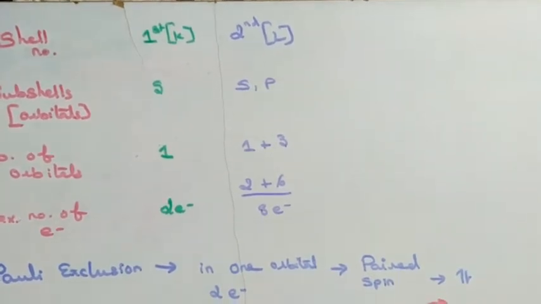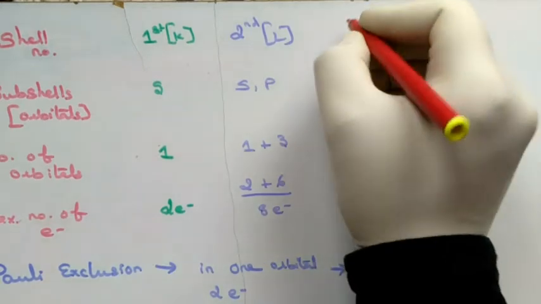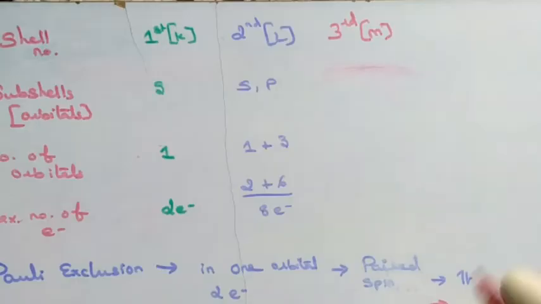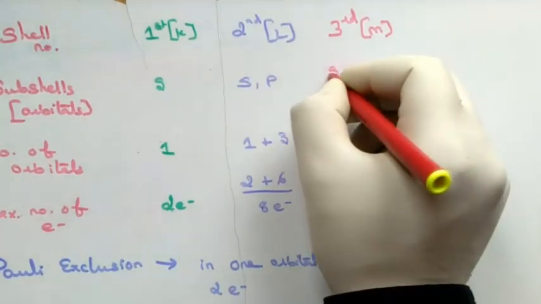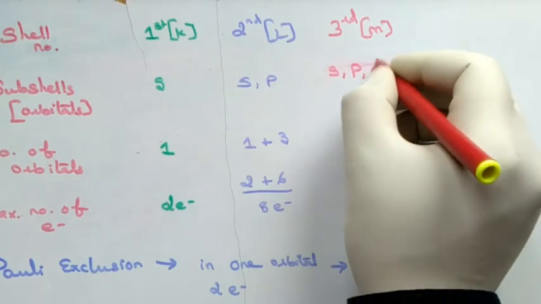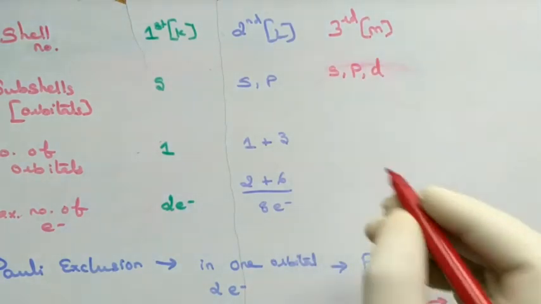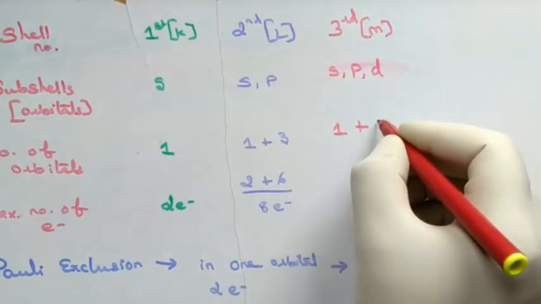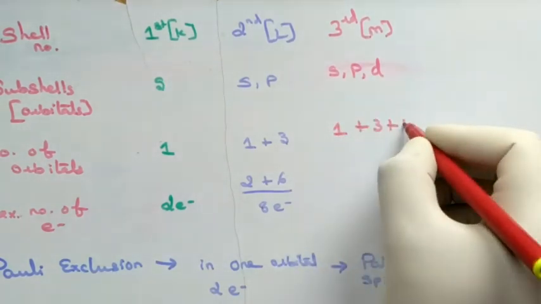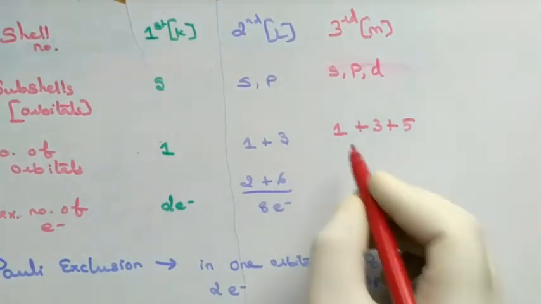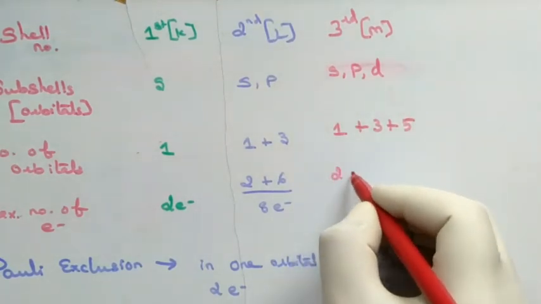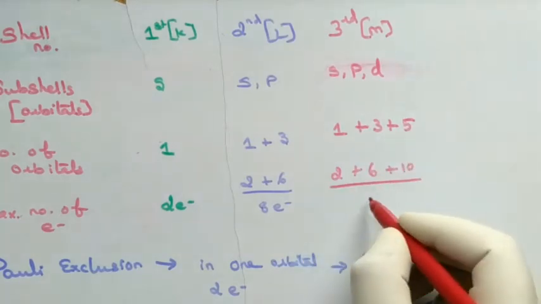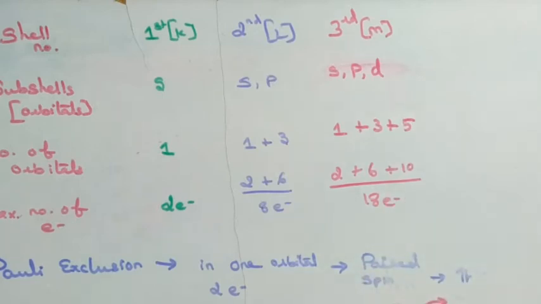Next, third shell. The third shell is named the M shell, and in the M shell the subshells are S, P and D. In the S subshell there is only one orbital, in the P subshell there are 3 orbitals, and in the D subshell there are 5 orbitals. In each orbital 2 electrons can occupy. So 2 plus 6 plus 10, totally 18 electrons can occupy in the third shell.